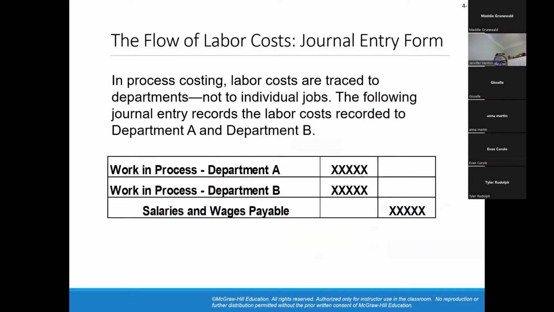So in the journal entry, we're going to pull it out and put it onto A and B in our departments for however much it costs for each one. And we're setting up that liability for the future. So our payables is going to have a credit. I have to pay my labor costs out in the next period.